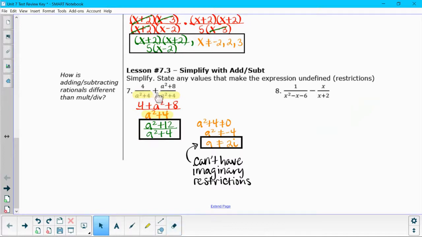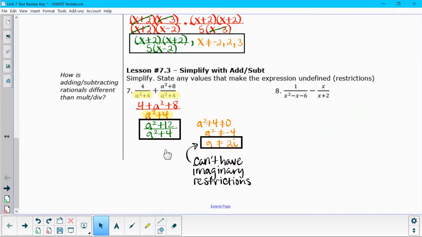So 4 plus a squared plus 8 all over a squared plus 4. Do some simplification. I get a squared plus 12 over a squared plus 4. Neither of these factor in any way where I could further cancel, so that is my final answer. I do have to check my undefined values.